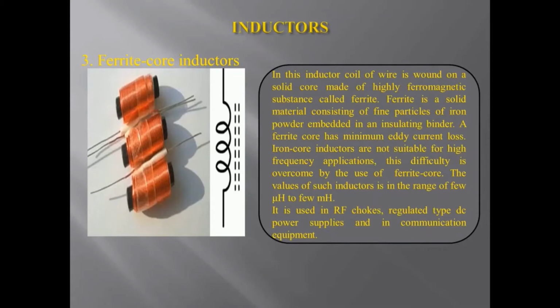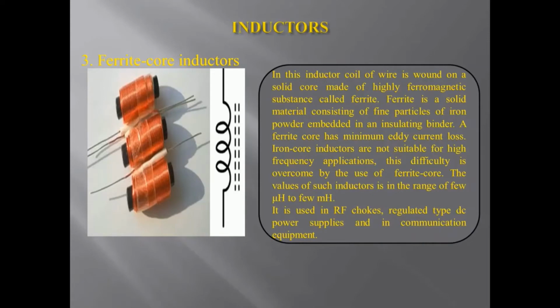In this inductor, a coil of wire is wound on a solid core made up of a highly ferromagnetic substance called ferrite. Ferrite is a solid material consisting of fine particles of iron powder embedded in an insulating binder. A ferrite core has minimum eddy current loss. Iron core inductors are not suitable for high frequency applications. This difficulty is overcome by the use of a ferrite core. The values of such inductors are in the range of microhenry to a few millihenry.